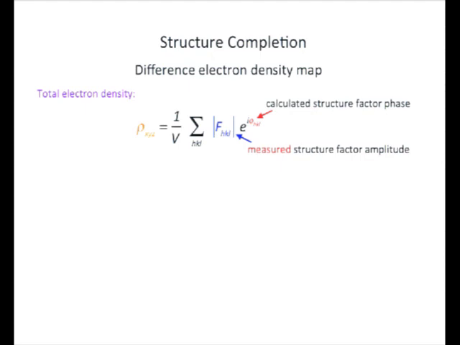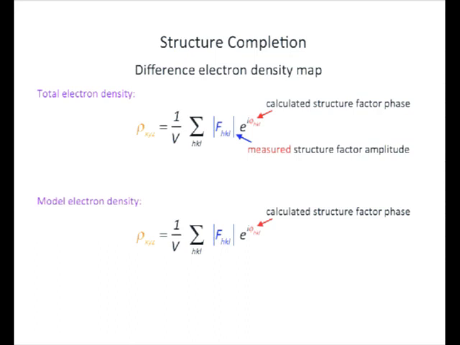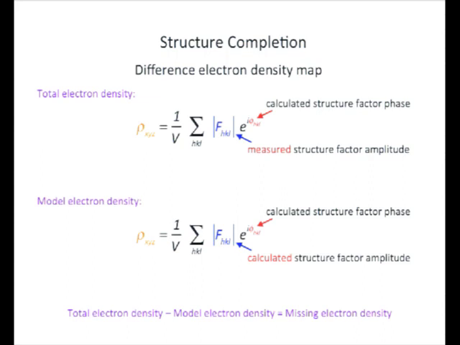We can improve on that a little bit by saying, well, we can also calculate the electron density of the model that we're using, by using the calculated structure factor amplitudes and the calculated phases. If we subtract this from that, we should get what's missing. Not only that, any truncation effects that are coming in because of the resolution of your data will be more or less subtracted out. So that's an added bonus. We take the total electron density, subtract the model electron density, and we have what's missing. Isn't that nice?